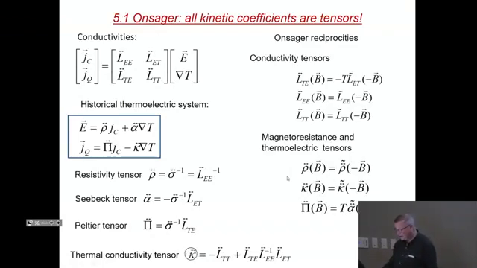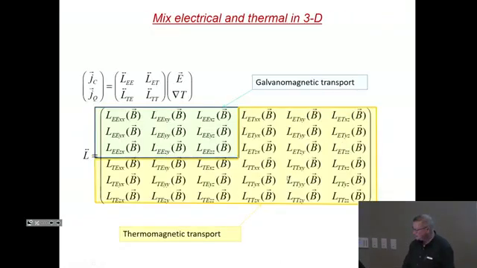The thermal conductivity tensor here is related to the LTT. It has an LTT tensor element, but it also has the heat that is carried by the Peltier effect due to the voltage that comes from the Seebeck effect. So that's why we have LTE and LET here and here. Let's go into a little bit more detail in each of these LEEs and LTTs.